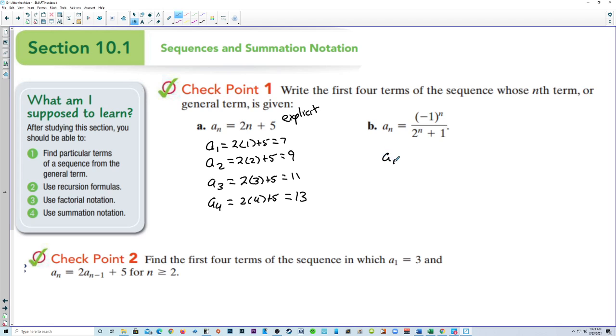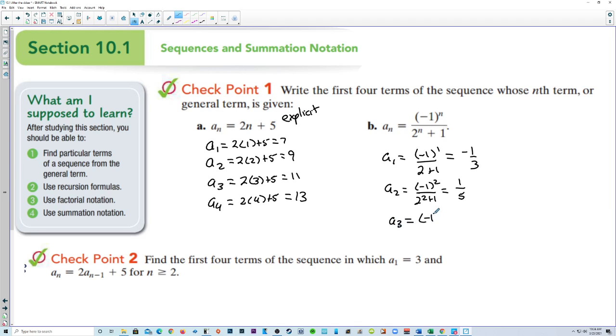Now, a sub 1 here is negative 1 to the first over 2 to the first plus 1. That's going to be negative 1 over 3. A sub 2 now is negative 1 squared. Well, that's going to be positive over 2 squared plus 1. That's going to be a positive 1 over 5. And we call this an alternating sequence because it's going to go negative, positive, and so on.